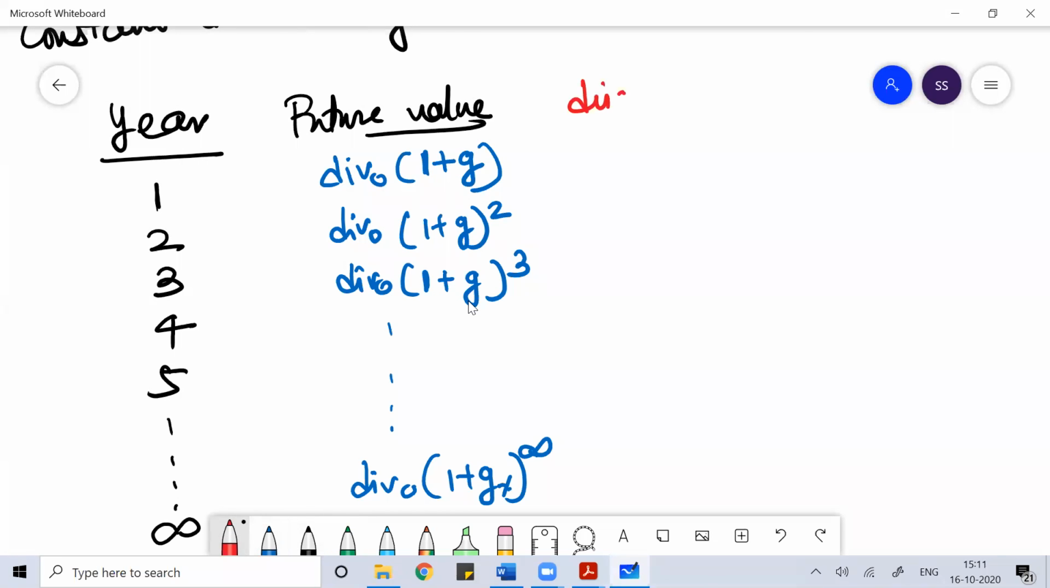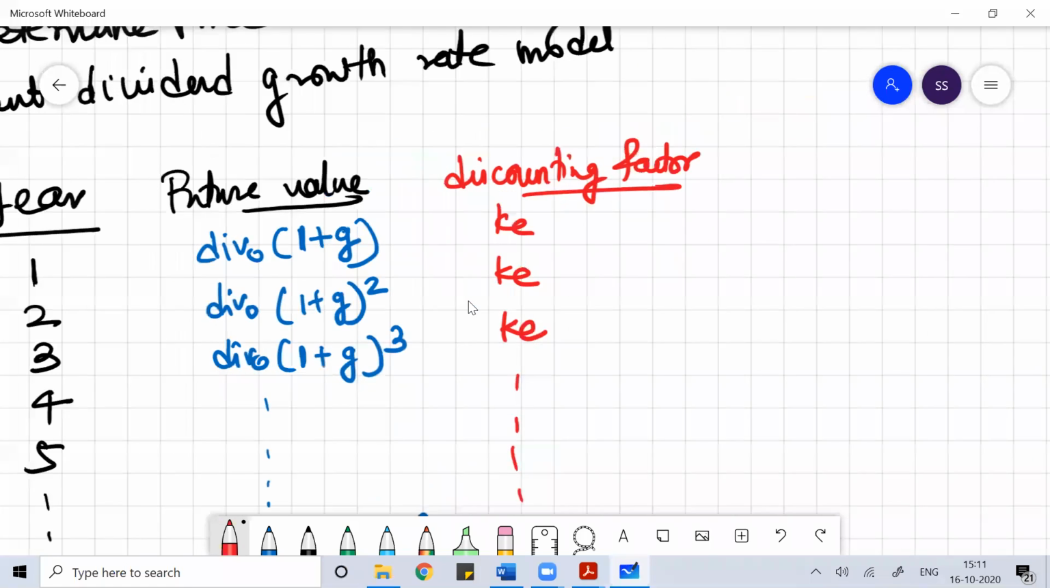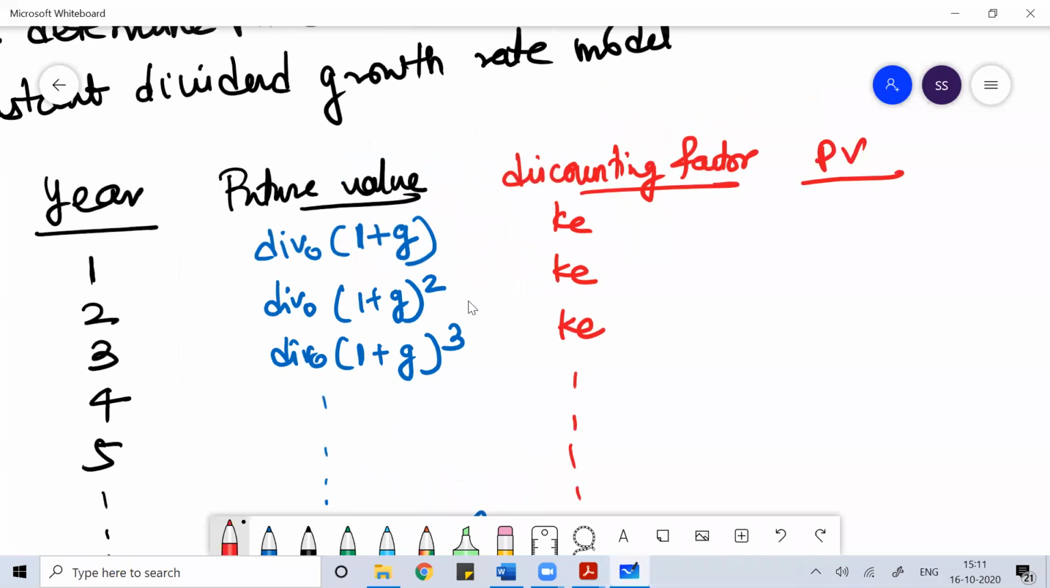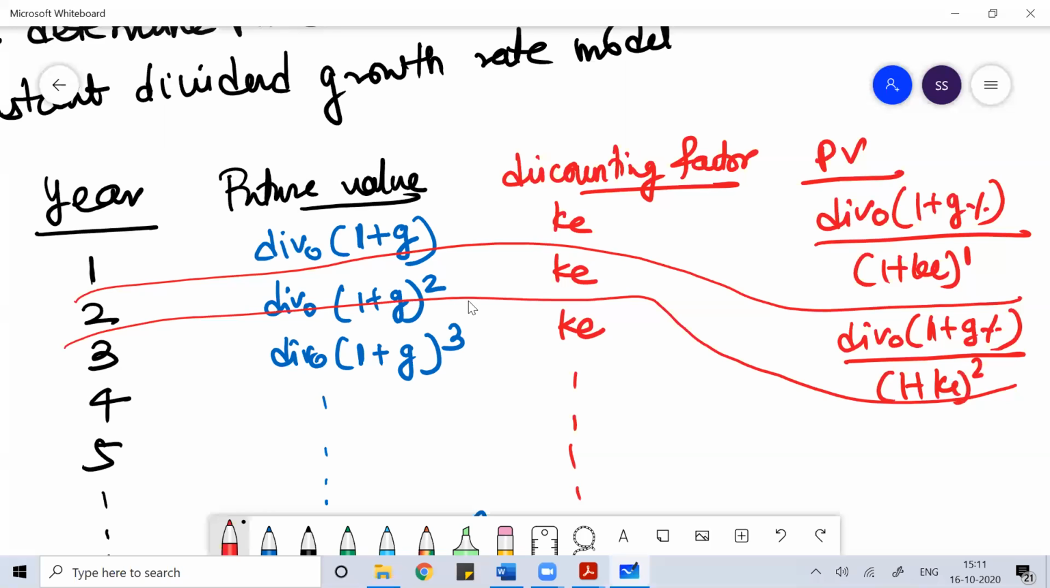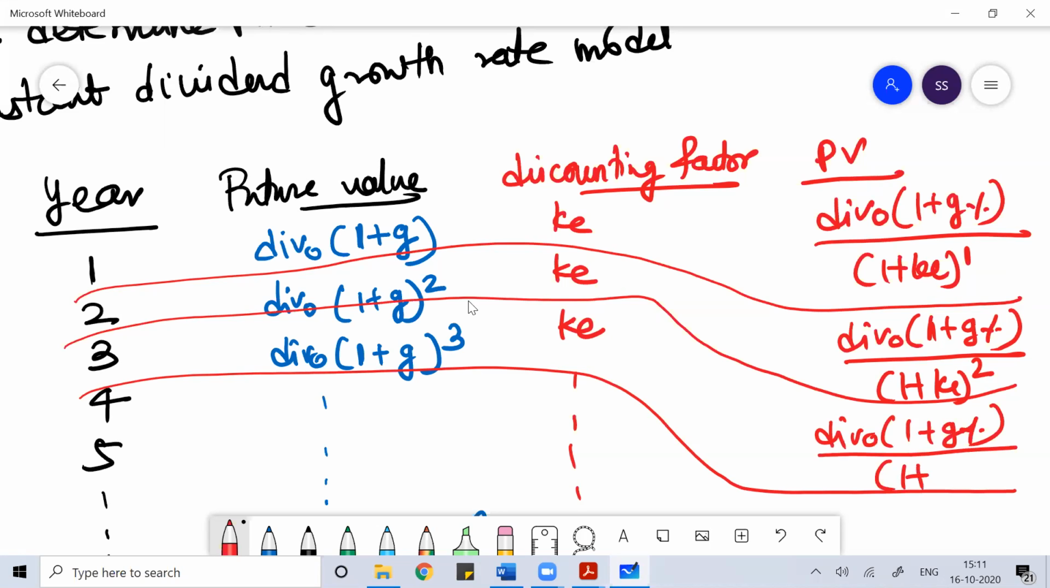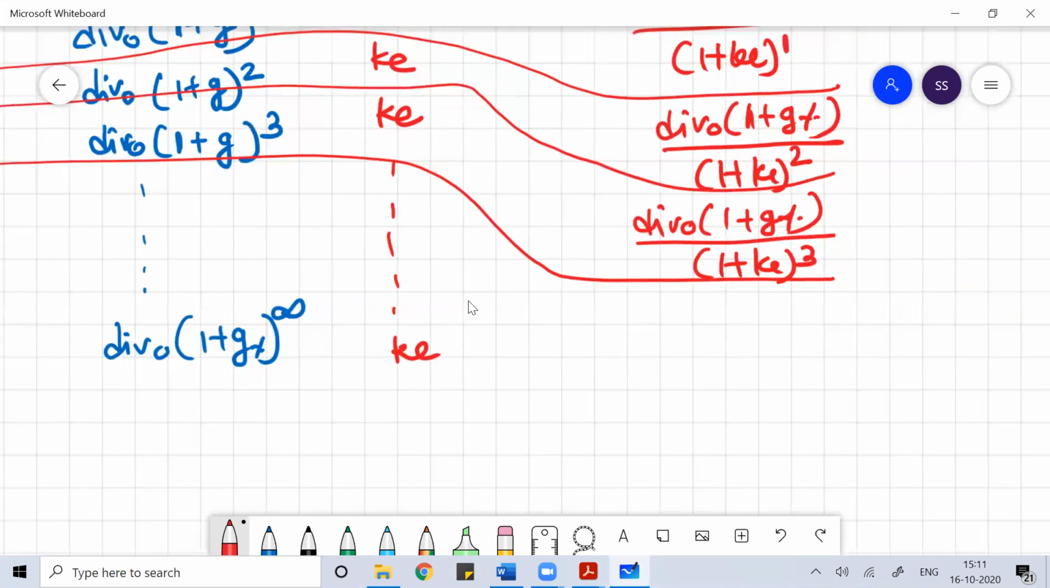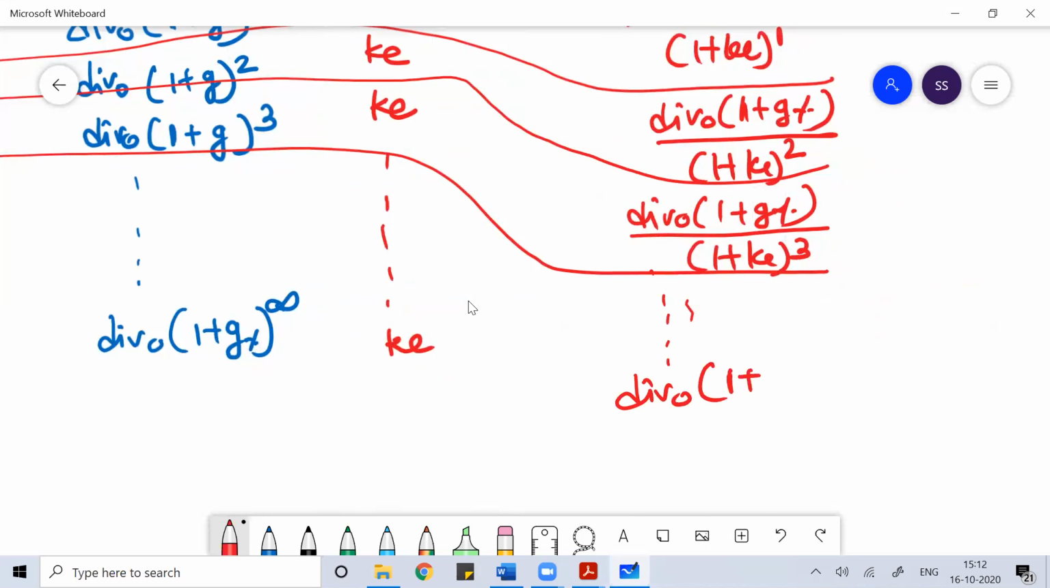Your discounting factor is cost of equity. That is key. Cost of equity is your discounting factor. What you can do is find the present value. Present value of this would be DIV naught into 1 plus g, where g is the growth rate, divided by 1 plus k for year 1. For second year, that would be DIV naught into 1 plus g percent divided by 1 plus k to the power 2. For third year, DIV naught into 1 plus g percent divided by 1 plus k to the power 3. Like this, for every year, you can find the present value till infinity. So for infinite year, that would be DIV naught into 1 plus g percent to the power infinity divided by 1 plus k to the power infinity.